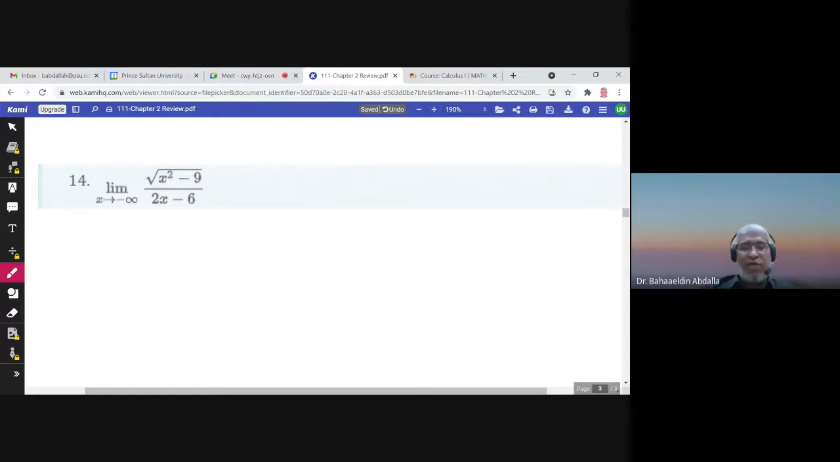As x approaches negative infinity or infinity, we take the highest power of the numerator and the highest power of the denominator, and we neglect all the other terms. So here I will deal only with the square root of x squared and neglect the 9. And here I'll take 2x and neglect the negative 6. Now, there is no equality here.